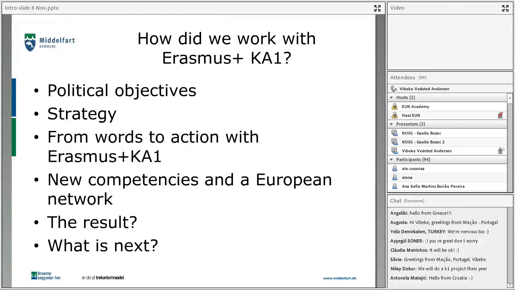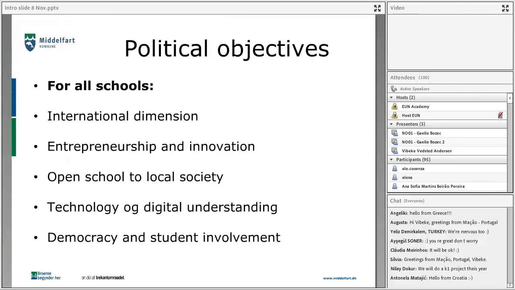And maybe we have a result. I'm going to explain that to you as well, and also what comes next. What is the next move for us from this project that we have already been working with and that we ended this October? So we just finished our project. But I'm going to get back to that.